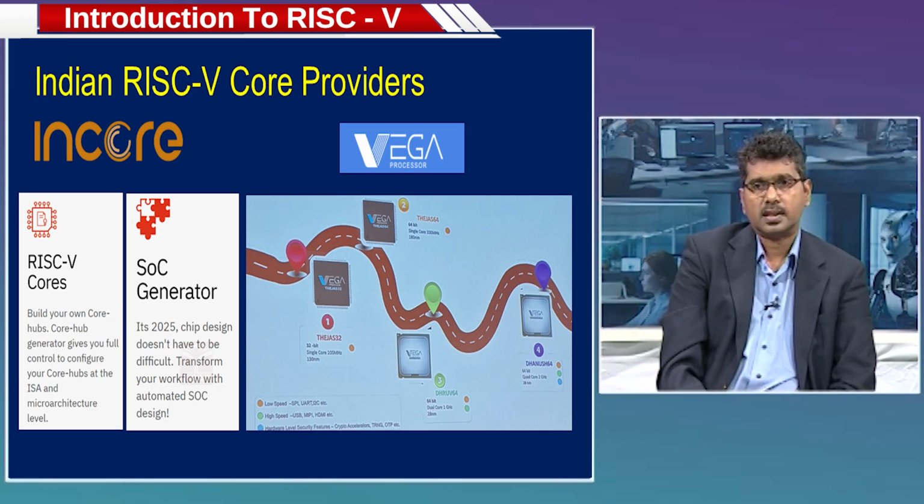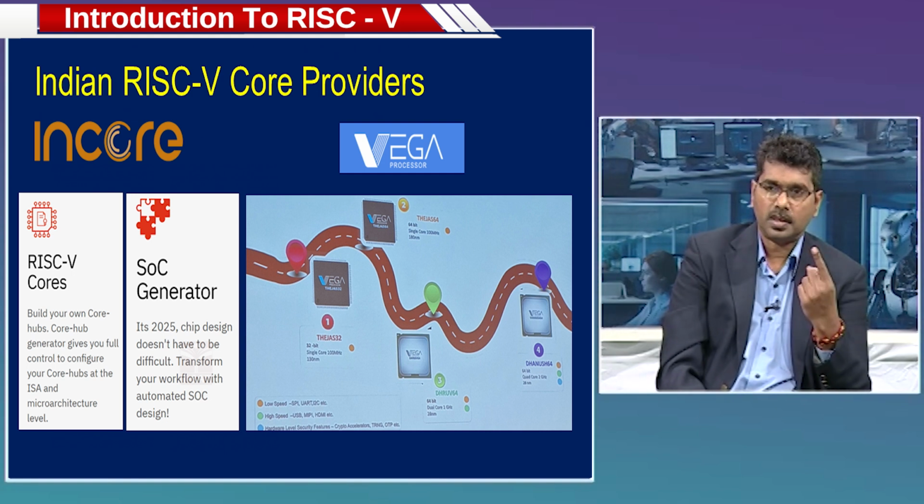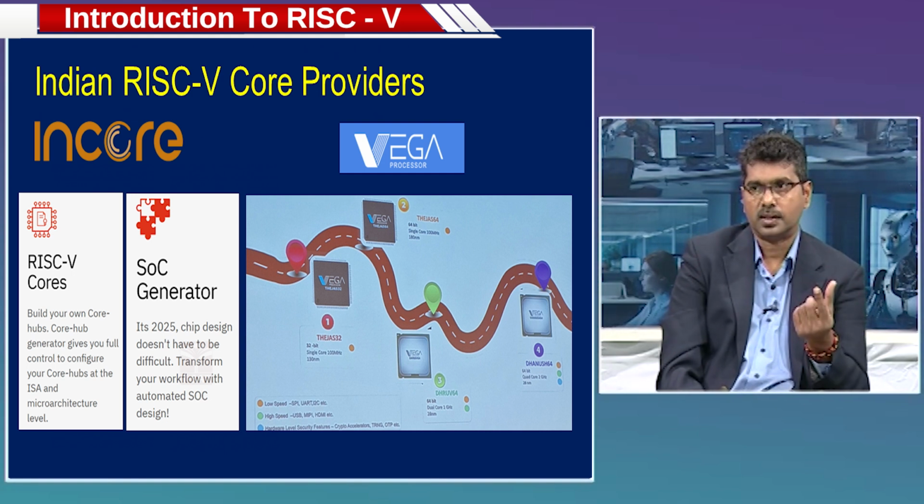So there are 2 providers in India today, right? Incore and Vega. Incore is a spin-off from this IIT Madras effort, and they do 2 things. First thing is obviously RISC-V cores, right? You can license a core from them. This is based off the Shakti.